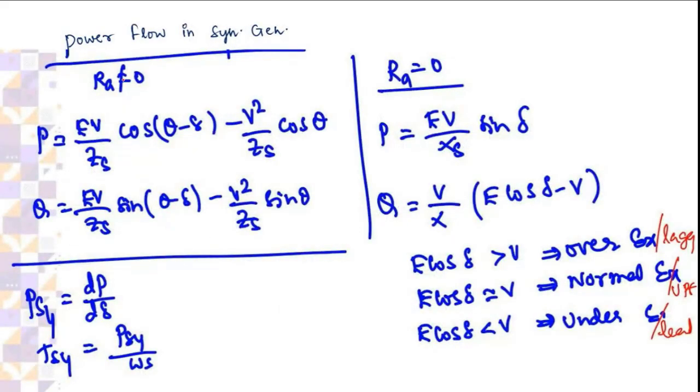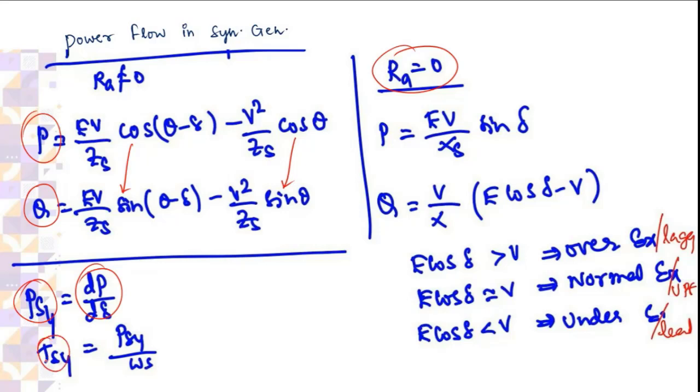Another important topic is power flow in the synchronous generator. They'll ask you to calculate active power flow and reactive power flow. Sometimes they consider armature resistance, sometimes they do not. If they consider armature resistance, then the formula will be like this: EV by Zs into cos of (theta minus delta) minus V square by Zs into cos theta. If you want to calculate reactive power, in place of cos, you'll be having sine. That's it, nothing different. If you differentiate the active power with respect to the variable load angle, that power is called synchronizing power. And synchronizing power divided by synchronous speed, you'll get as synchronizing torque.